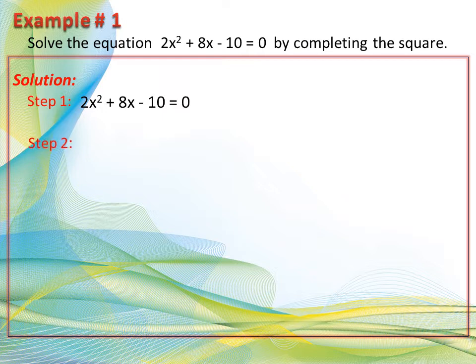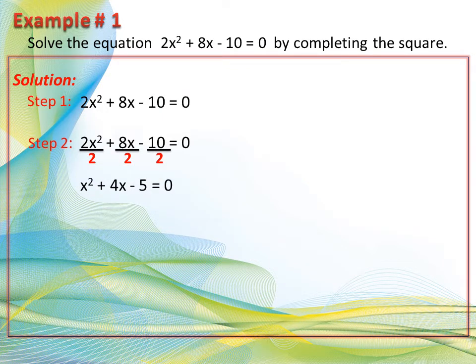Step number 2. Sa step number 2 daw, kung ano yung value ng a mo, yun daw yung i-divide mo sa bawat terms ng equation. So, ano ba ang value ng a natin dito? A is equal to positive 2. So, meaning, yun yung ipang-divide natin. So, divide natin to by 2. Pag dinivide natin, ganito yung lalabas na sagot: x squared plus 4x minus 5 is equal to 0.